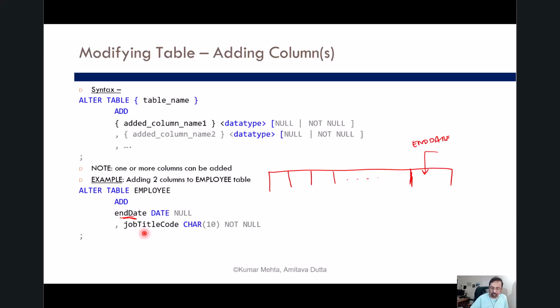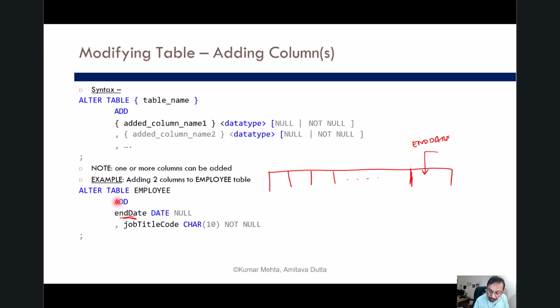So here's another column that we are adding to the same table. It's the job title code. Its data type is character, and this time it's not null, meaning for this new column that we are adding, for every employee there must be a job title code. So here you can see with this example the syntax for altering properties of a table. Remember, this alter is not actually changing the contents of a table, but just its structure.